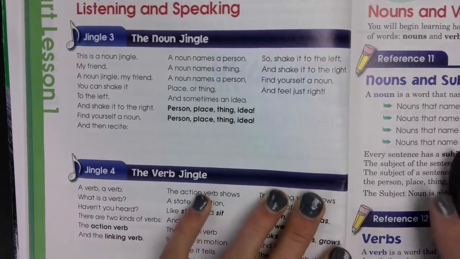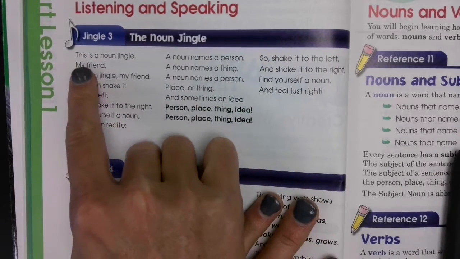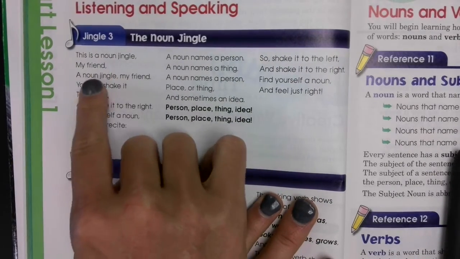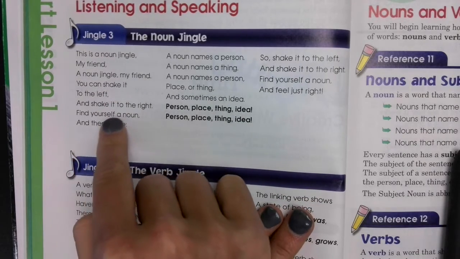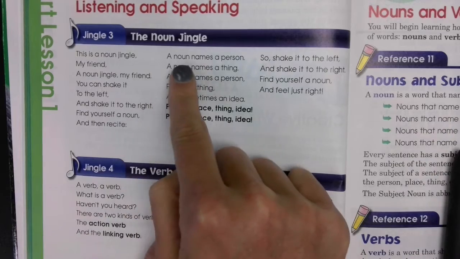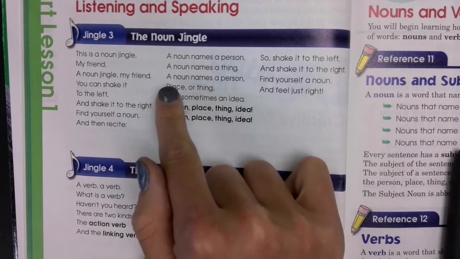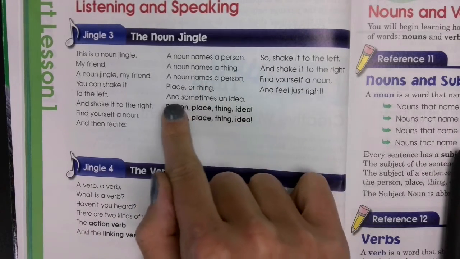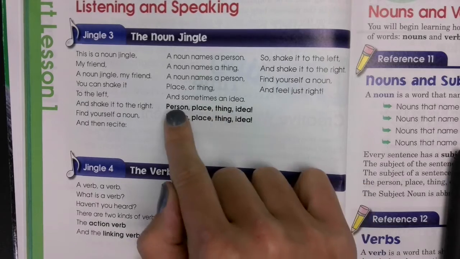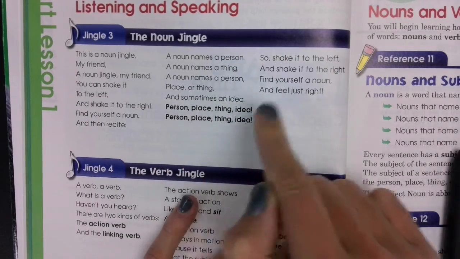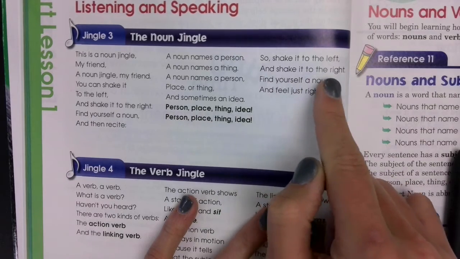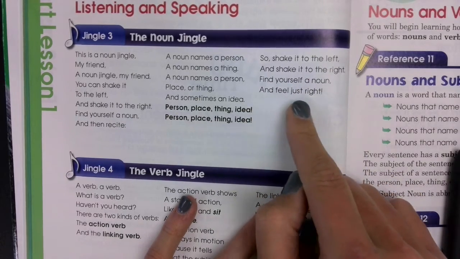Jingle 3, the noun jingle, class. This is a noun jingle, my friend, a noun jingle, my friend. You can shake it to the left and shake it to the right. Find yourself a noun and then recite. A noun names a person, a noun names a thing, a noun names a person, place, or thing, and sometimes an idea. Person, place, thing, idea. So shake it to the left and shake it to the right. Find yourself a noun and feel just right.